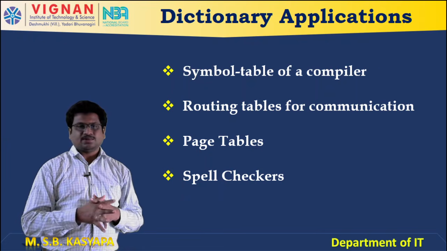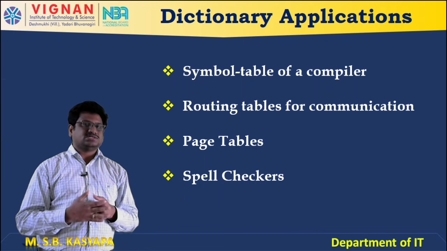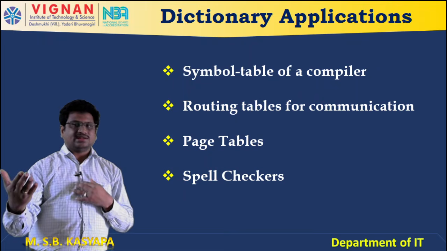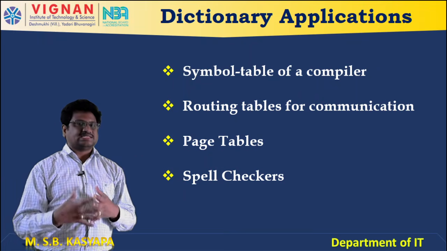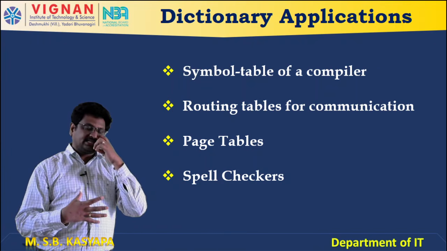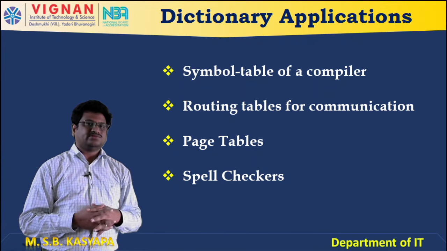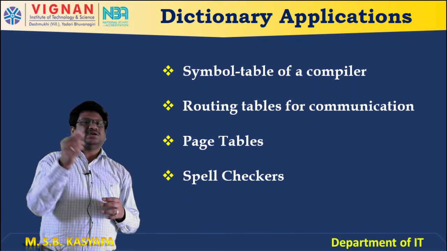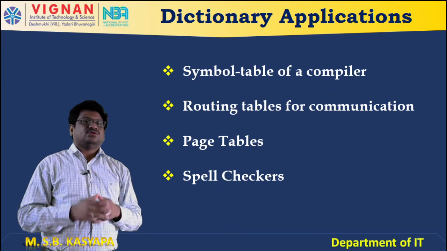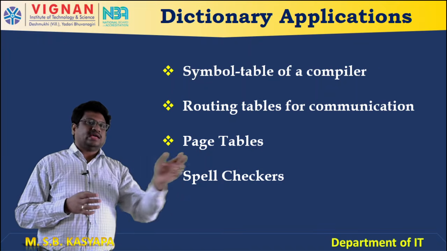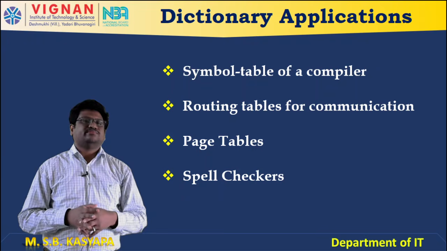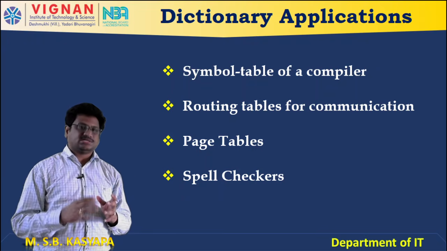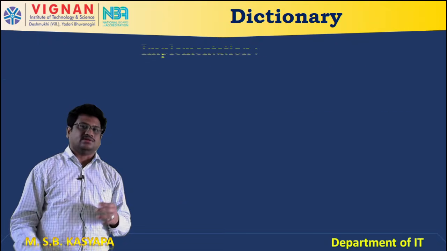Then page tables. In the operating system, if any process wants a resource from the main disk, it needs to be accessed through a page table. And spell checkers, as you saw in the previous one, while we are using tries, if I want to access a word like "ten", it should flow from T to E and N. So it is also based on dictionaries only. So these are some of the applications of dictionaries that we are using in the real world.